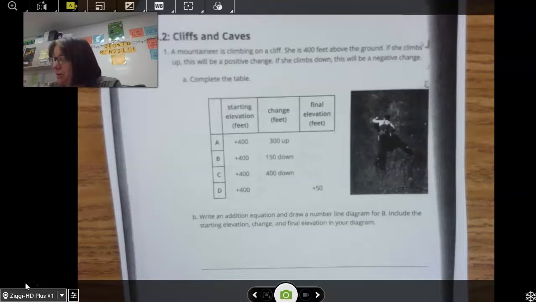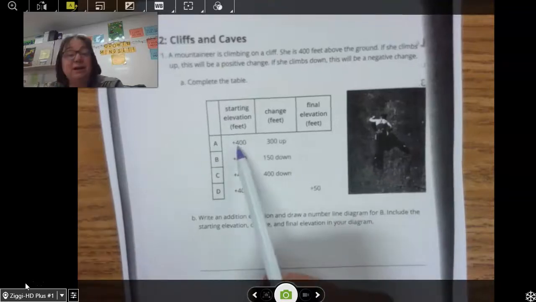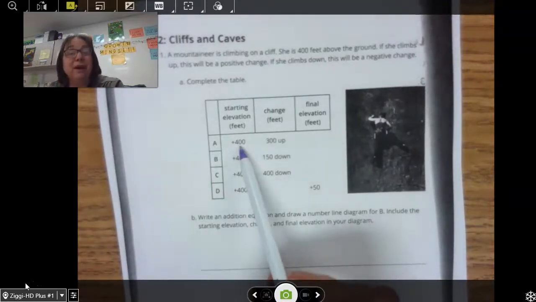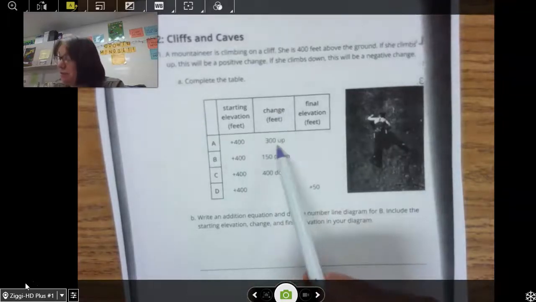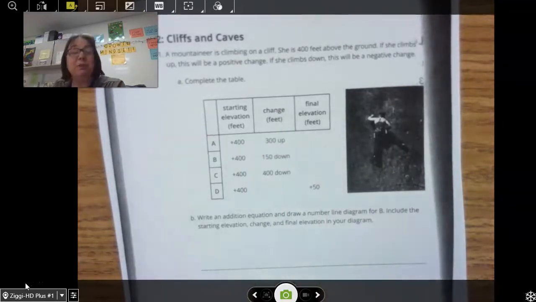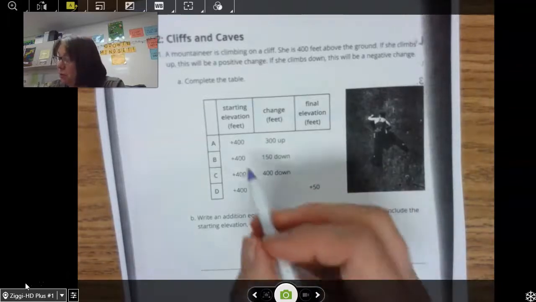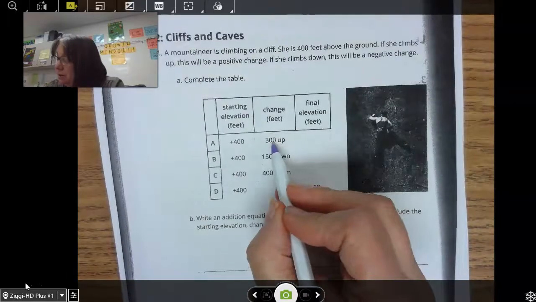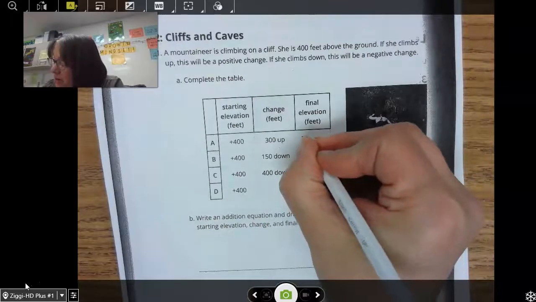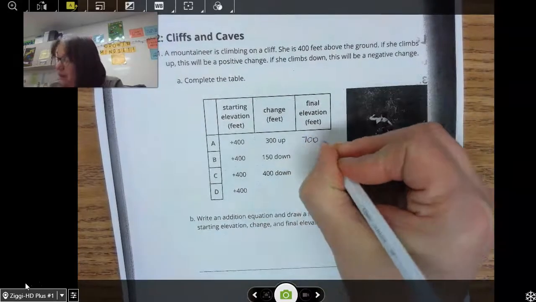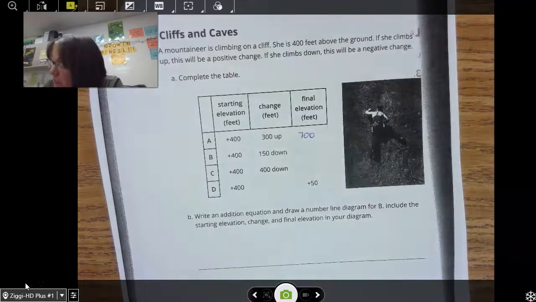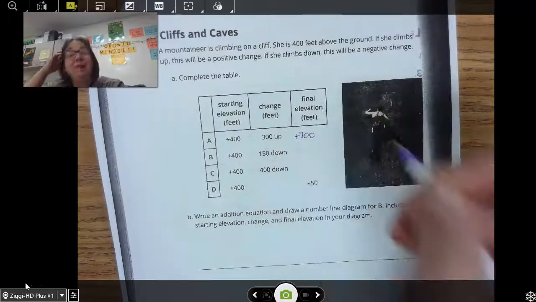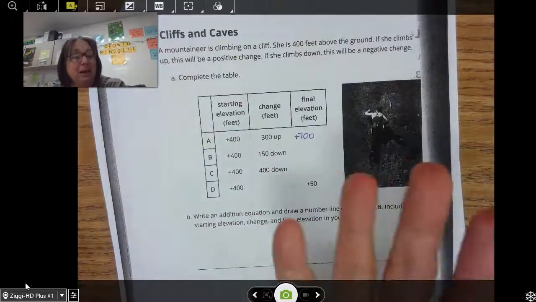If this mountaineer starts at 400 feet above the ground, and then the change is positive. So that means she's still going up. She's going to go up 300 more. Well, 400 plus 300 would give me 700 feet up, right? That's her final elevation. If you want to put a plus there, you can. But if we don't have a plus, we know it's positive.